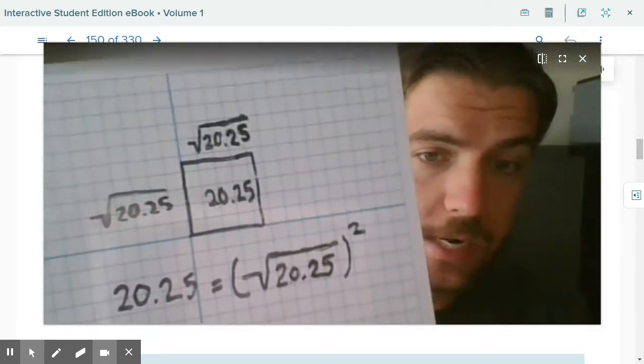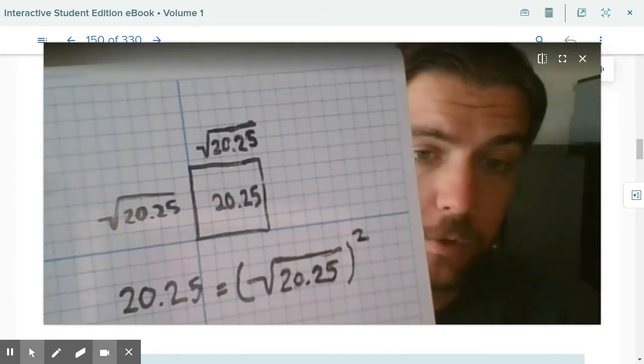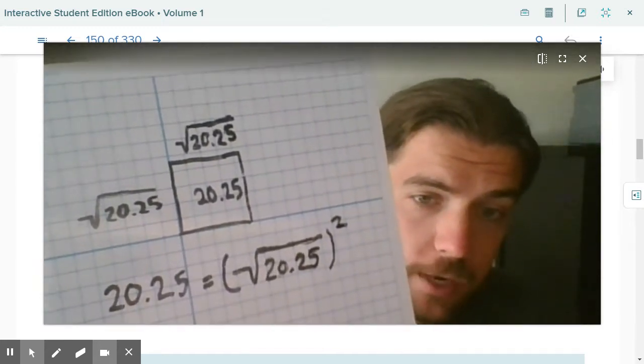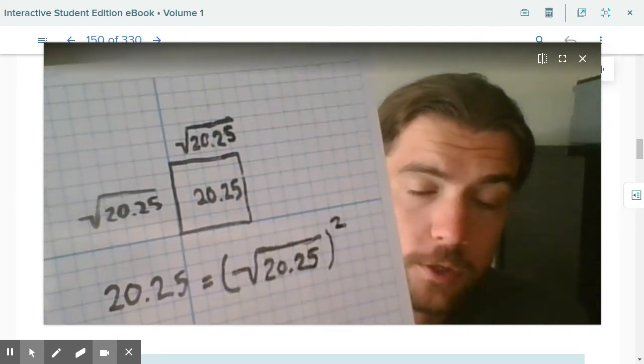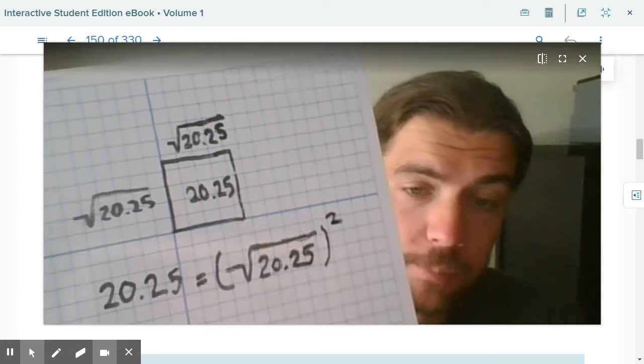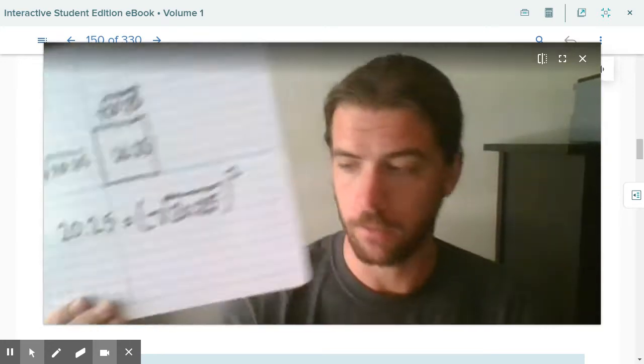Let's say we have 4.5 times 4.5. Well, that gives us an area of 20.25. 20.25 is just the square root of 20.25 squared. Okay, so any number can be written as its own square root squared.